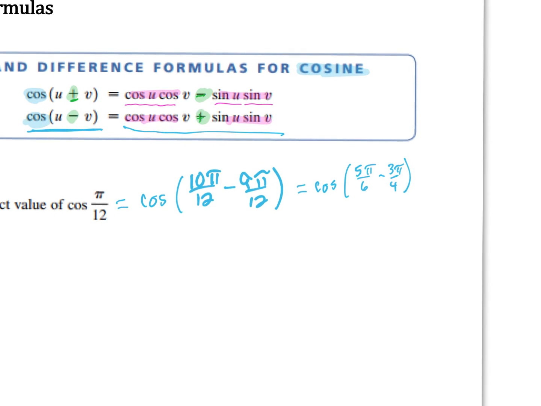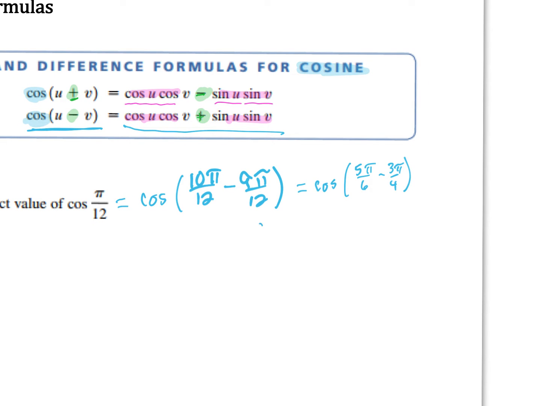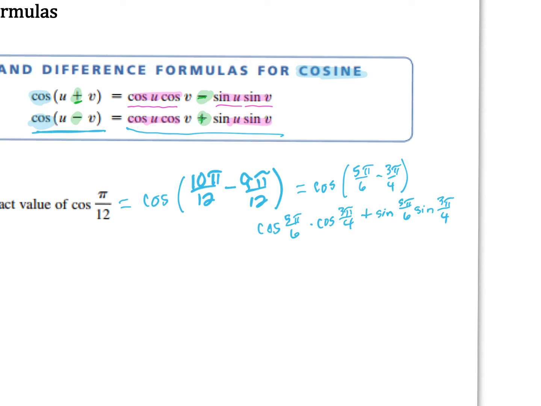So what it's telling us is that we are going to plug in and find the cosine of the first angle, which is 5 pi over 6, times the cosine of the second angle, which is 3 pi over 4, and then plus the sine of 5 pi over 6 times the sine of 3 pi over 4. Okay, so I'm just plugging into that formula.